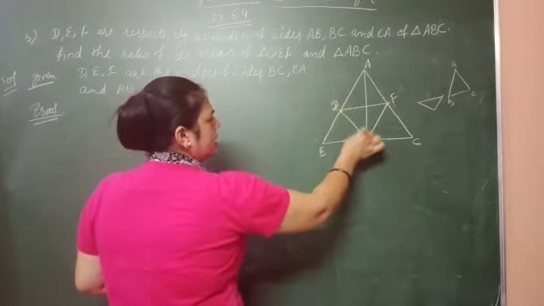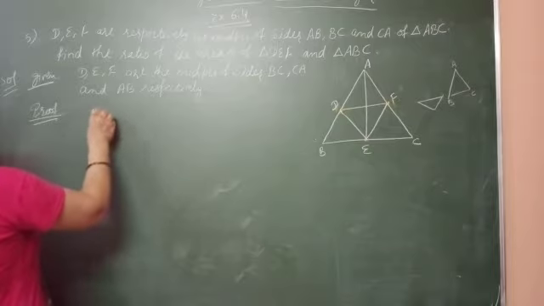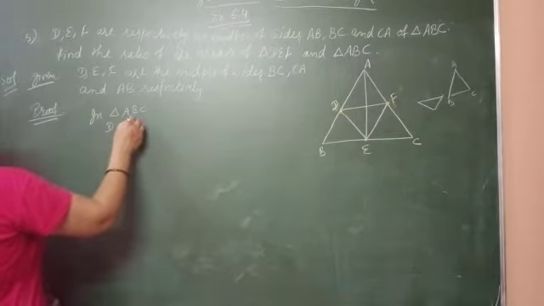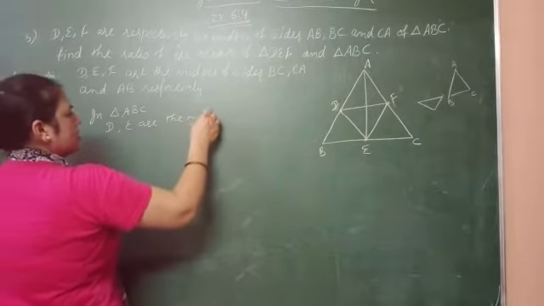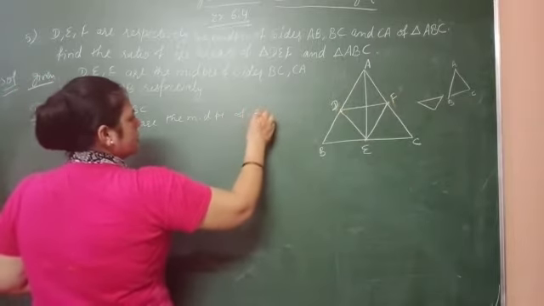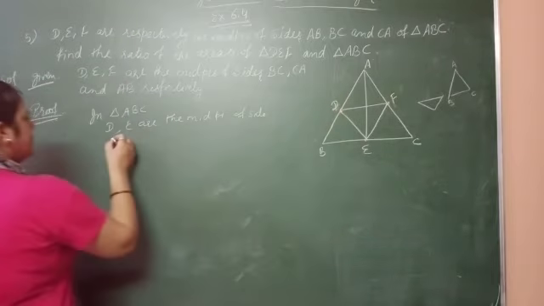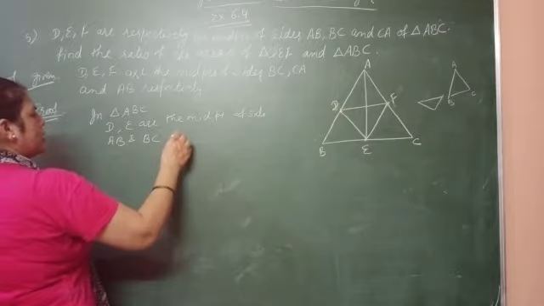D and E are the midpoints. Here in triangle ABC, D and E are the midpoints of sides. D is the midpoint of AB and E is the midpoint of BC respectively. Clear?